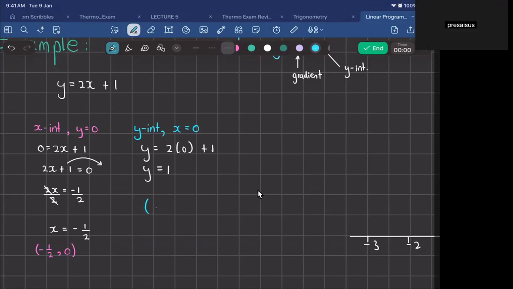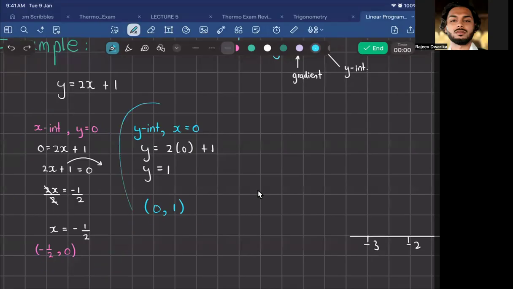So the x value is negative a half. No, the x value is 0 and the y value is 1. Oh, sorry, I was thinking of the next working of how you find the x. That was my bad. That's for the x-intercept. This is the y-intercept. Right?